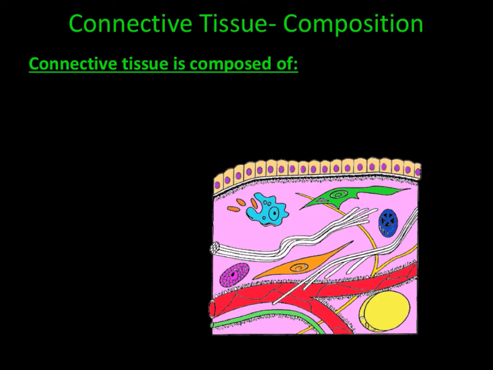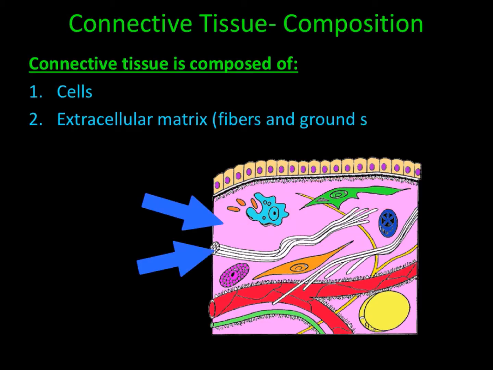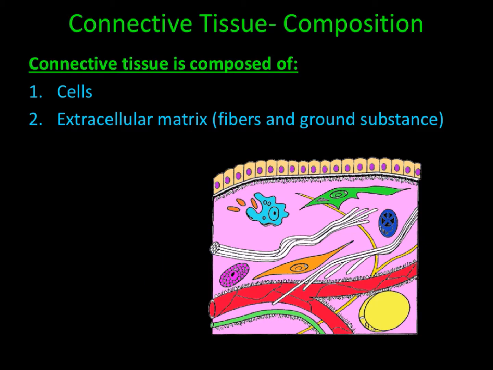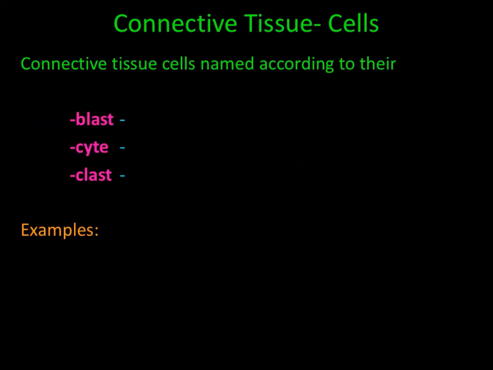Connective tissue is composed of two things. The first thing are cells, and the second is called extracellular matrix. So let's take a closer look at the different types of cells found in connective tissue. Connective tissue cells are named according to their functions.